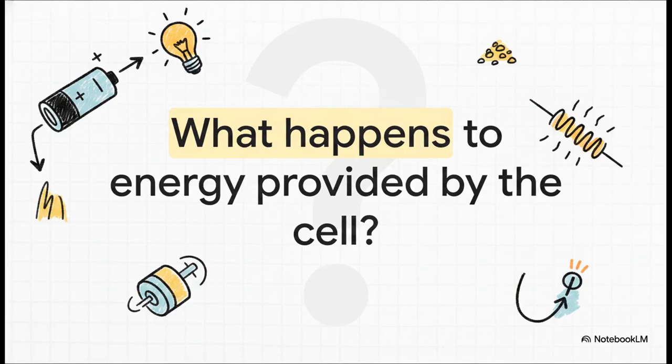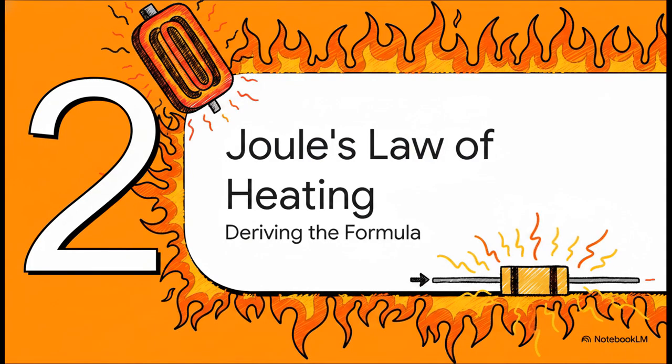But as we know from physics, energy cannot just disappear. So what exactly happens to all that electrical energy provided by the cell once it hits the resistor? The answer is quite literally a warm one. That energy is converted into heat energy, and the temperature of the resistor actually goes up. Which brings us to Section 2, Joule's law of heating, deriving the formula.